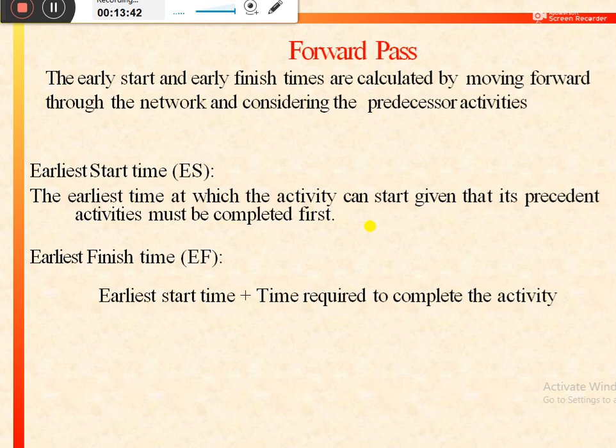The earliest finish time can be calculated by using this formula, that is earliest start time plus time required to complete the activity. So by using the forward pass, we can calculate the earliest start time and earliest finish time of the activities. And remember, in forward pass we calculate the ES and EF values by considering the predecessor activities or the former activities.